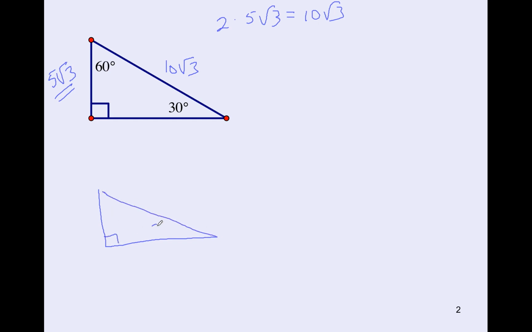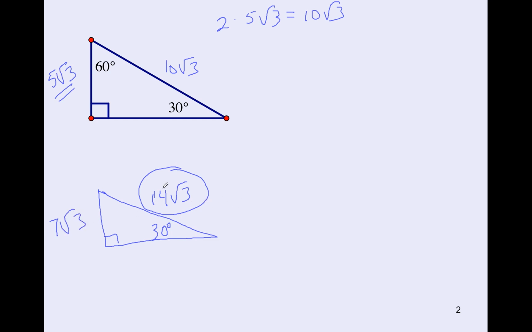Usually we just have 1. We don't give you the 30 and the 60. How about if this is 14 root 3? And that's the longest side. What's that make the shortest side? So this is your starting point. Well, it's going to be the same as up here. It's going to be half. So this would be 7 root 3.